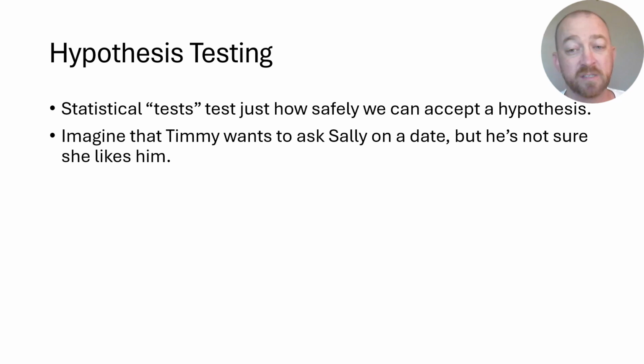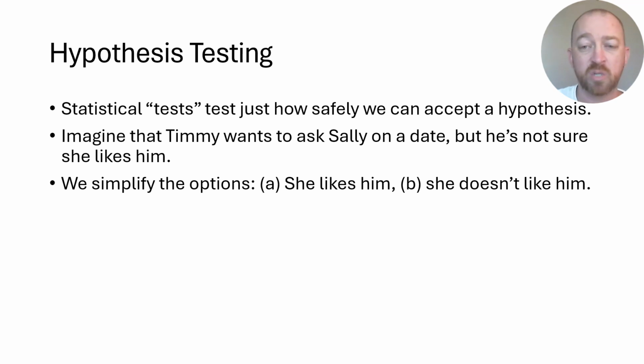So let's say that you've got some guy named Timmy, and Timmy's kind of got a crush on Sally. He wants to ask her on a date, but he doesn't know if she likes him back. So imagine that. There are basically two possibilities here: she does like him and she would say yes, or she doesn't like him and she would say no. And he doesn't want to go through the embarrassment, so he doesn't want to ask her if he thinks that she would say no.